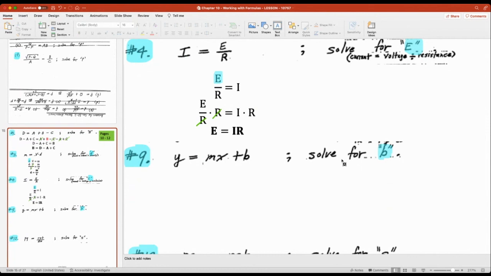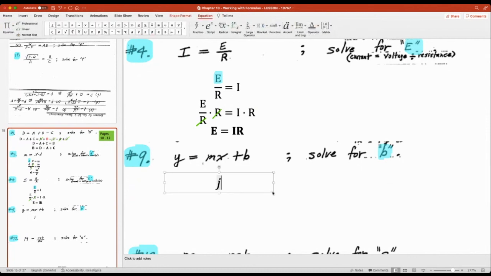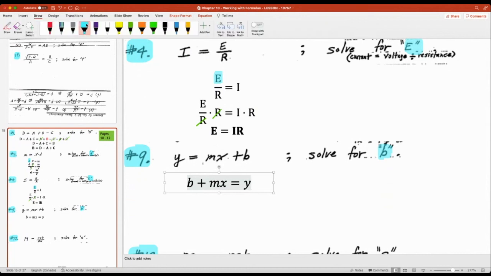So in this question here, we're solving for B. So the first thing I want to do is write it backwards, because I want to have B on the left. So just work with me on that, but I want to have B on the left. We're trying to isolate for B.